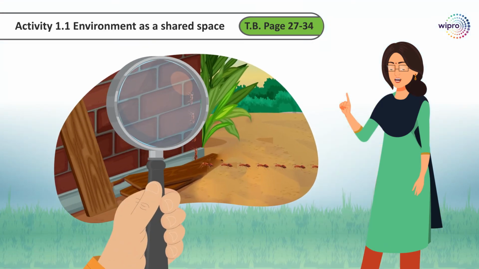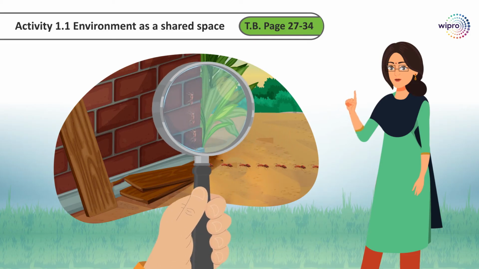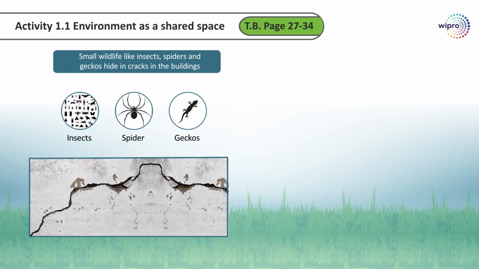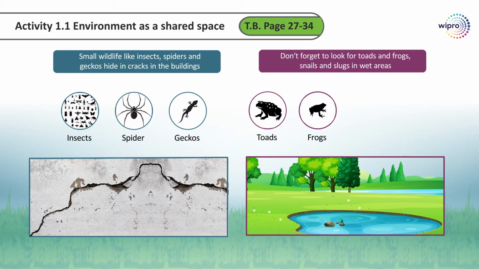If you have a magnifying glass, it will be useful to look at small animals in detail. Small wildlife like insects, spiders, and geckos hide in cracks in the building. Don't forget to look for toads and frogs, snails and slugs in wet areas.